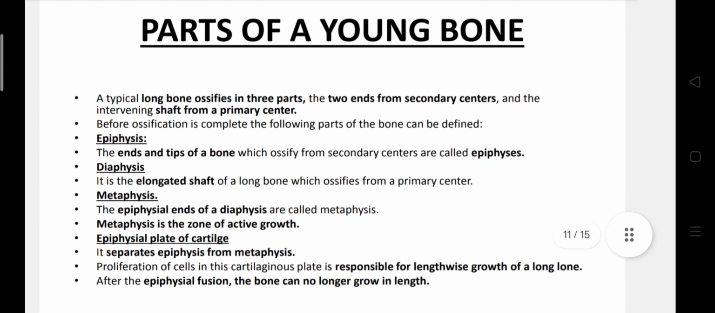Now part of a young bone. A typical long bone ossifies in three parts. The two ends form secondary centers and the intervening shaft from a primary center. Before ossification is complete, the following parts of the bone can be defined.